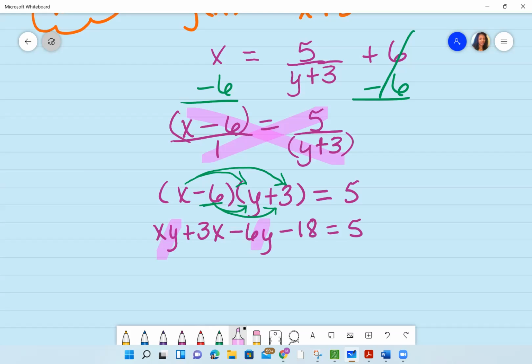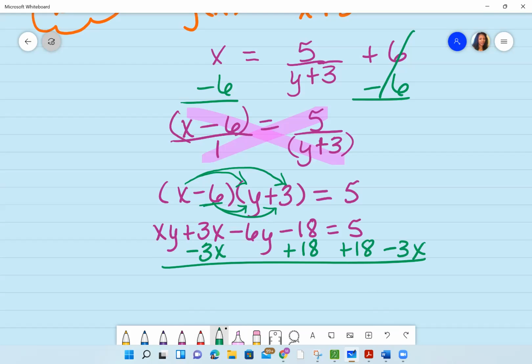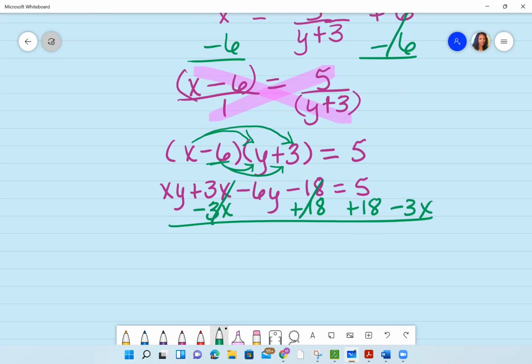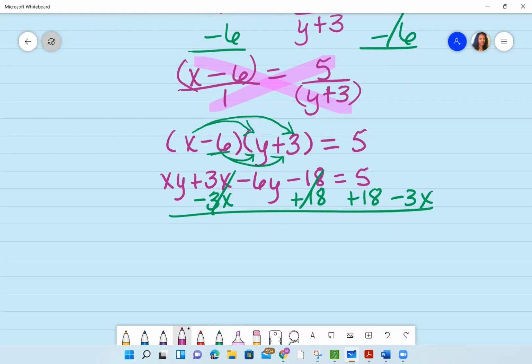Anything that does not have a y in it, I want to get rid of it. So that is going to be this 3x. So the inverse is -3x. And this 18, the inverse is +18. What I do to one side, I do to the other. So here we go. I'm going to get rid of that, and I'm left with only terms that have a y in it. xy minus 6y is equal to, and I'm just going to rewrite this in standard form, -3x plus 18 plus 5.